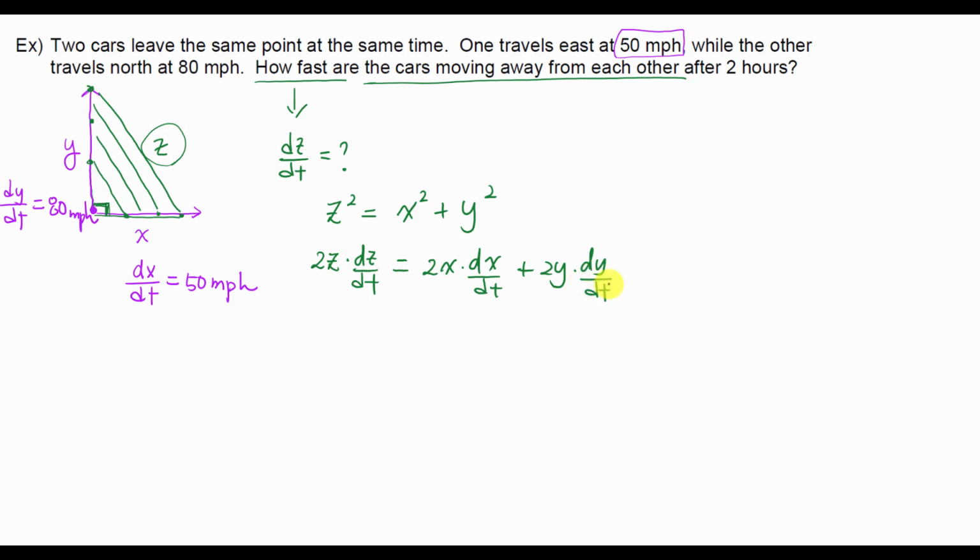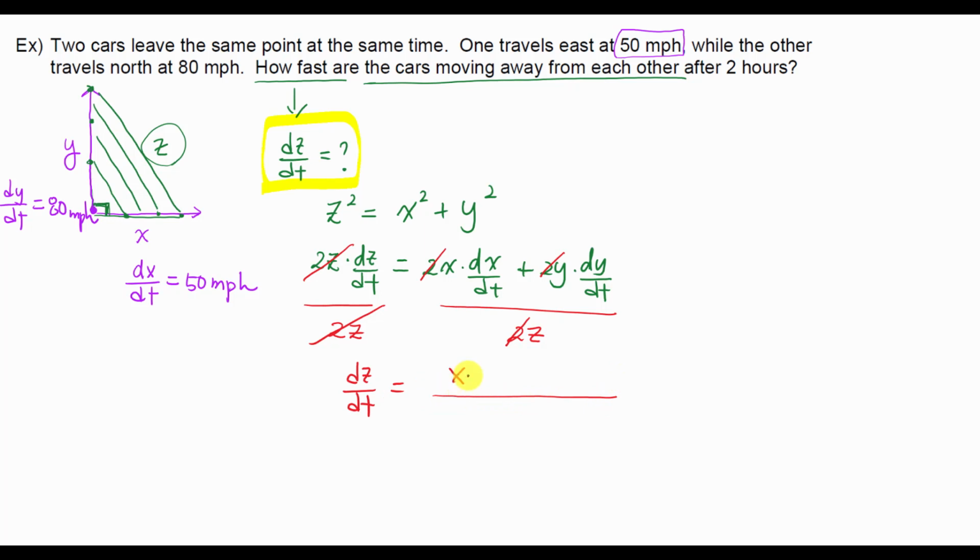To solve for dz/dt, since that's what you want to find out, all I have to do is divide both sides by 2z. And since every term has a factor of 2, the 2s can be cancelled. My dz/dt is equal to x times dx/dt plus y times dy/dt, all over z. So I understand I'm given dx/dt and dy/dt, but where is my x and where is my y and where is my z? They didn't give it to me. How am I supposed to find that and plug it in there?